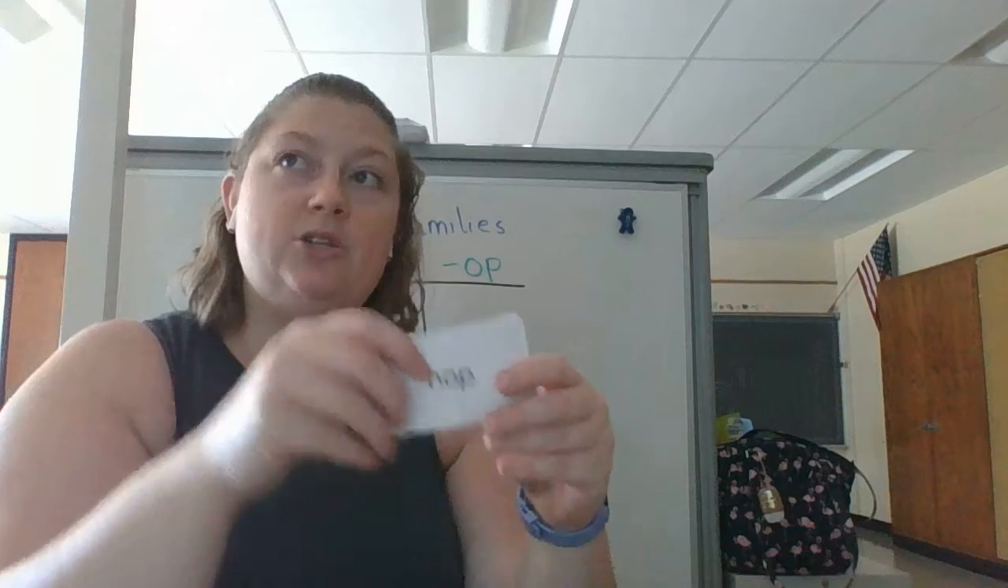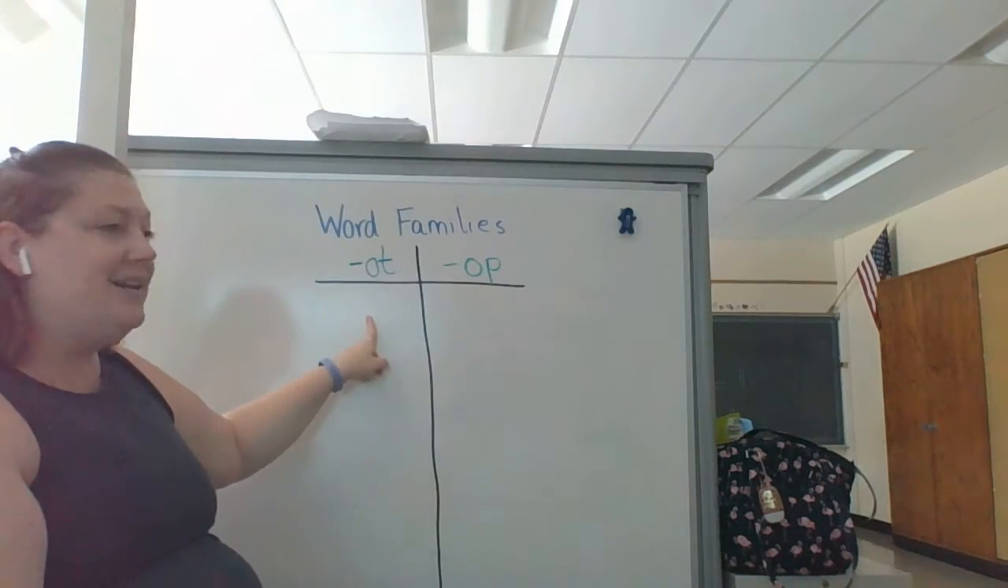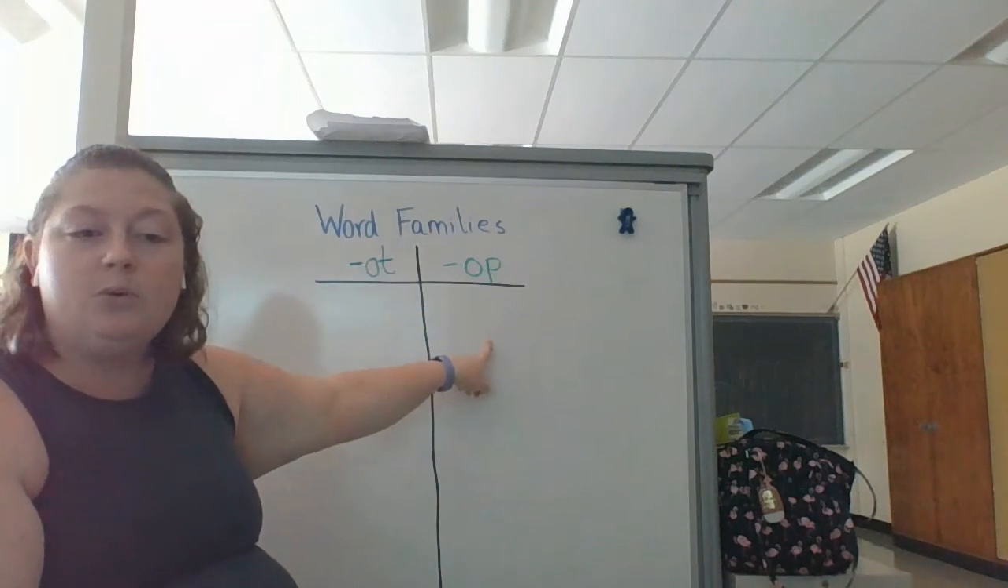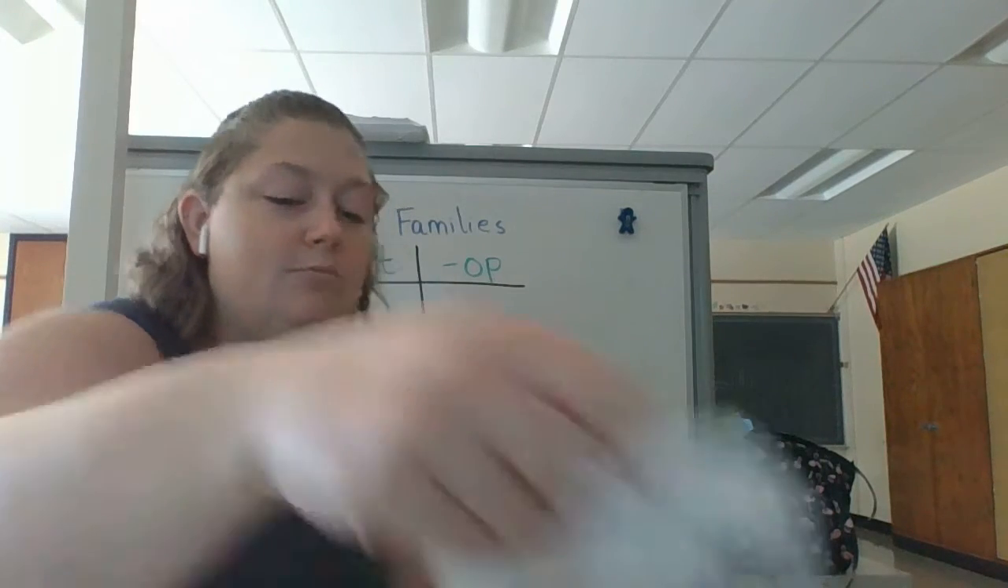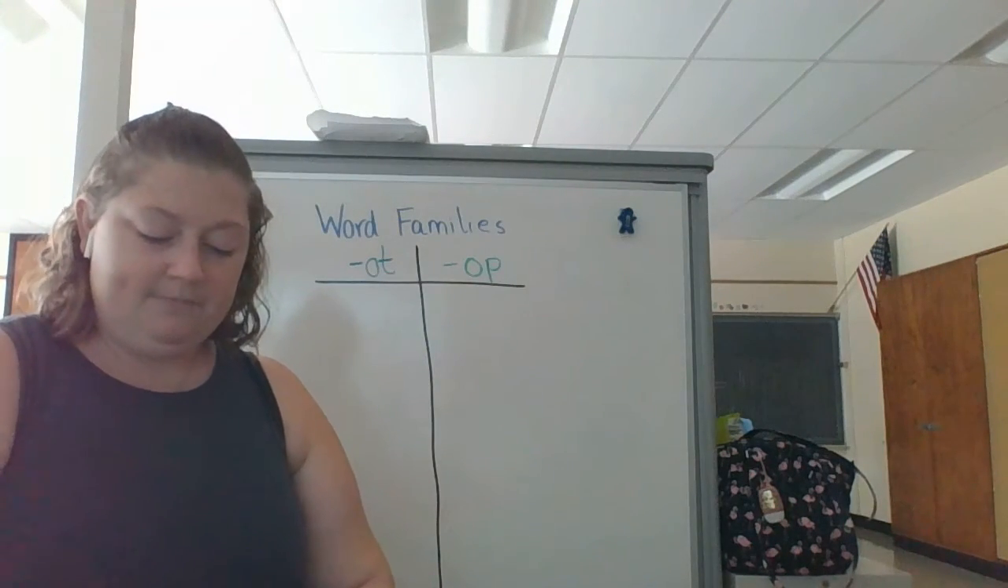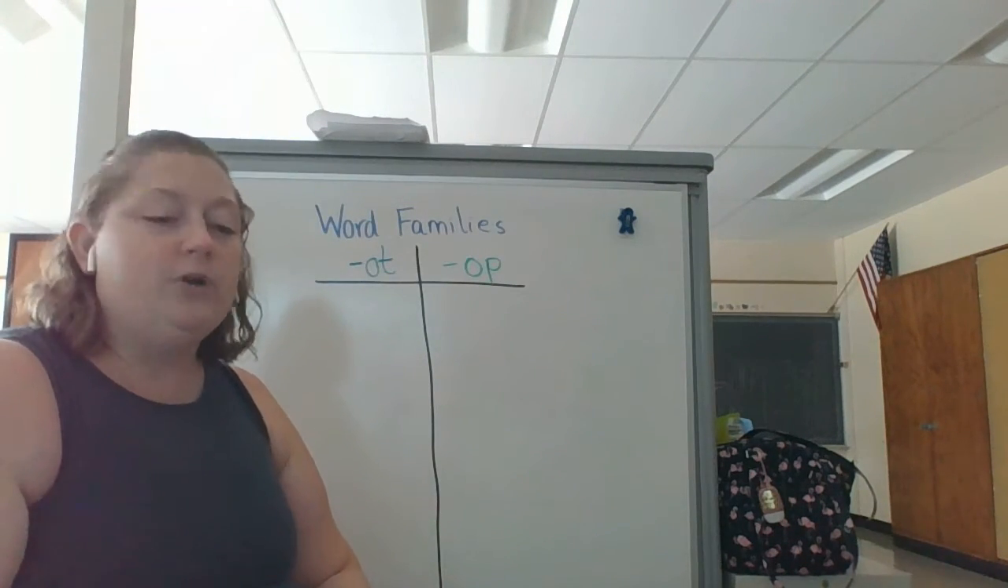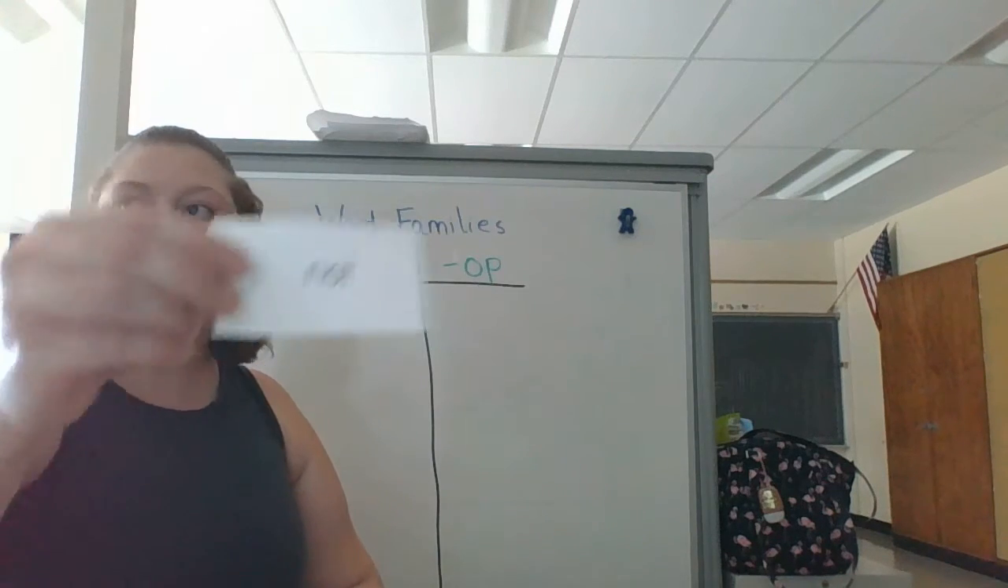How about, let's see, bop with a B. B-op. Does that make a new word? Yep, it does. So now we're going to look at these words and we're going to sort them into at and op word families. So I'm going to mix them up. Let's see what word we have to start with and where we're going to put it.